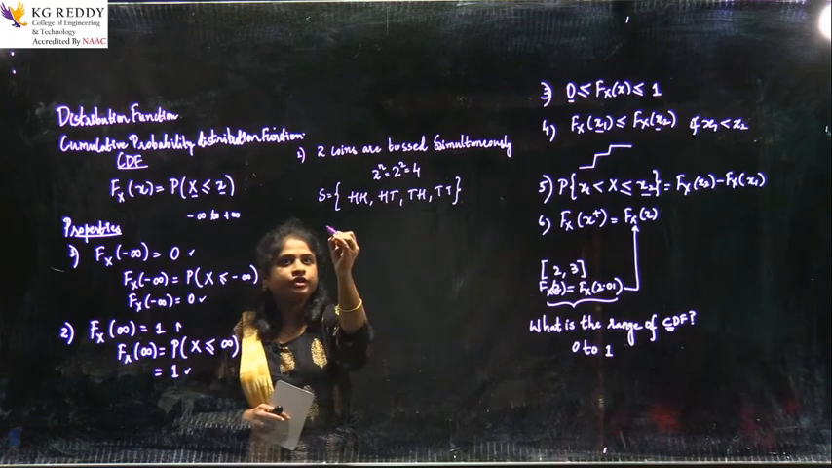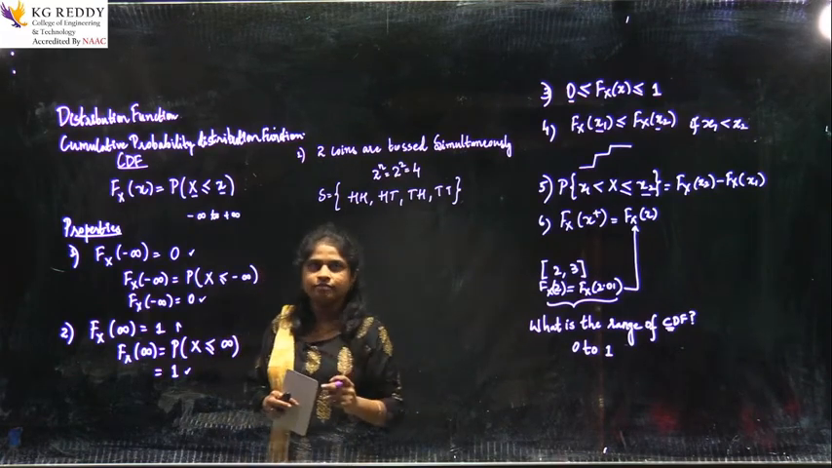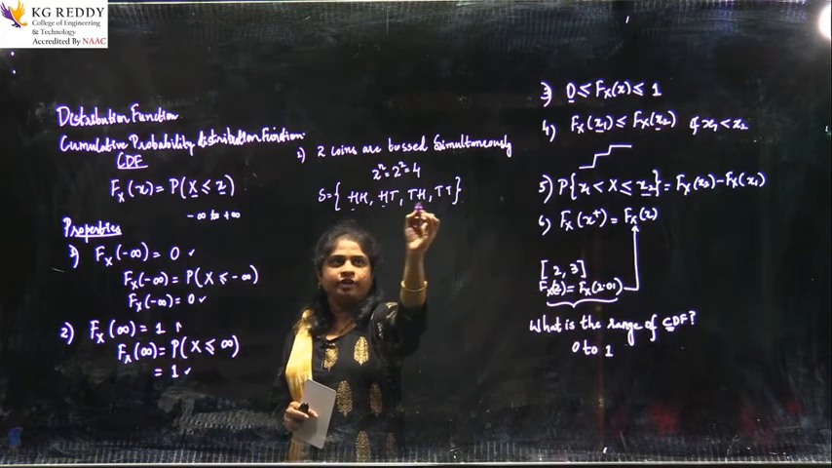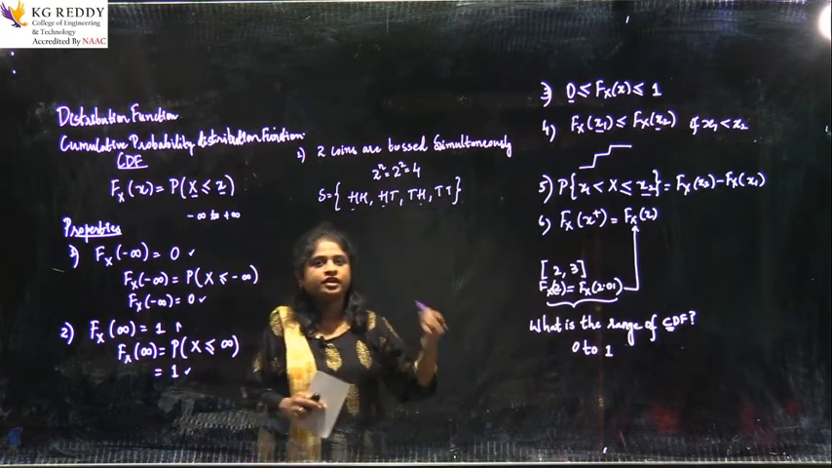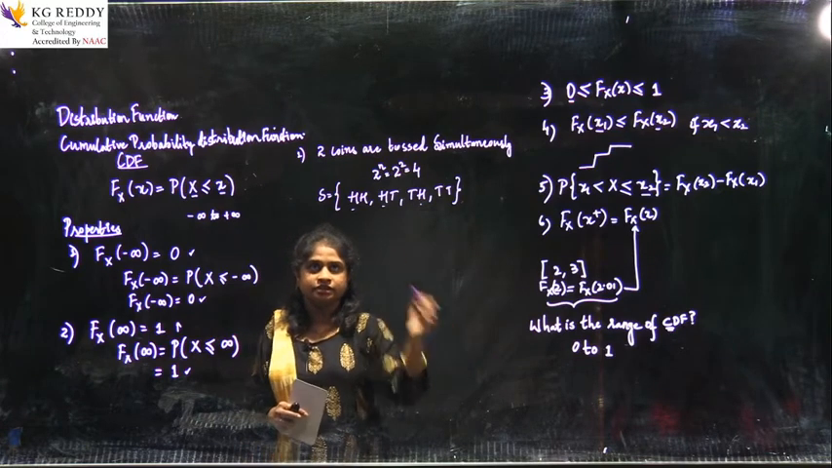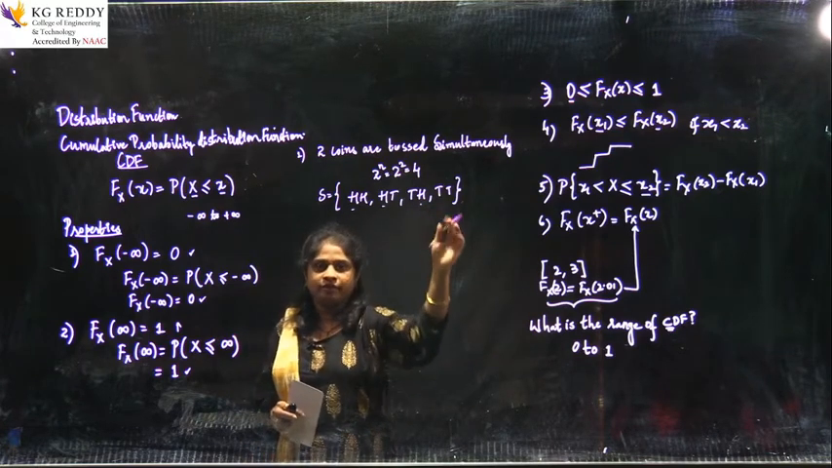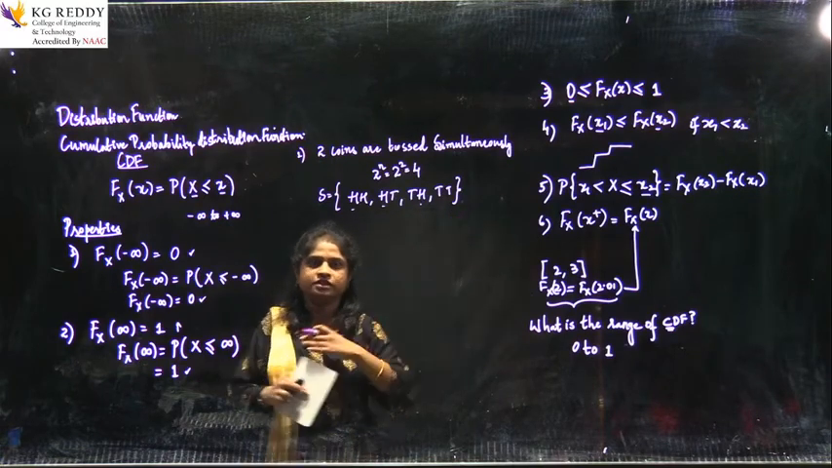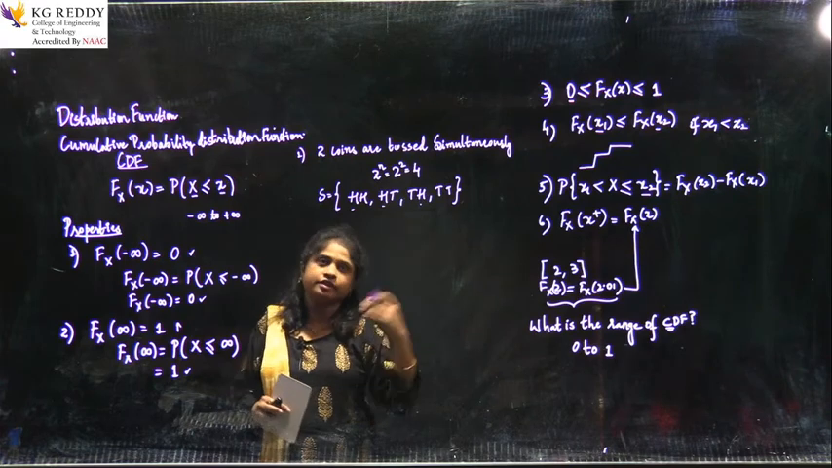Now I am going to define something. With the sample space, if it is a small one, it is easy to operate. But for bigger applications, it is not possible to operate with the outcomes directly, because so many outcomes will be there for a larger experiment.